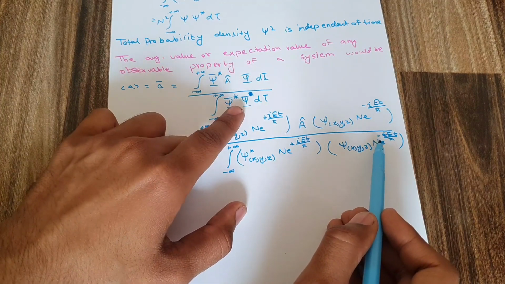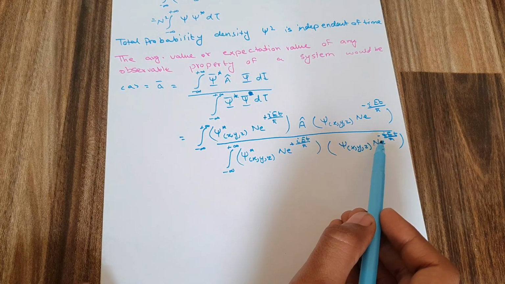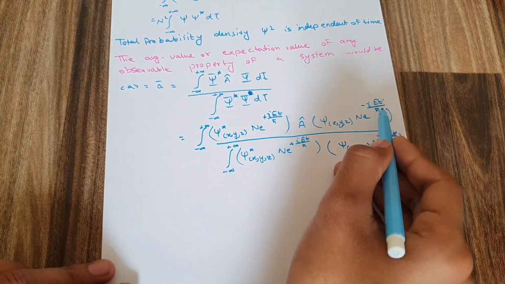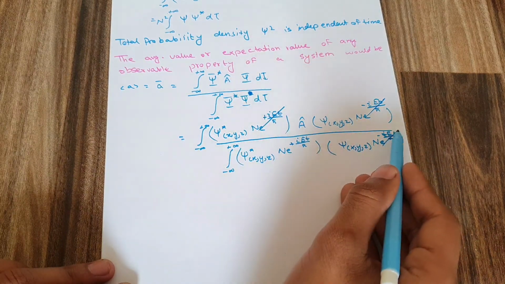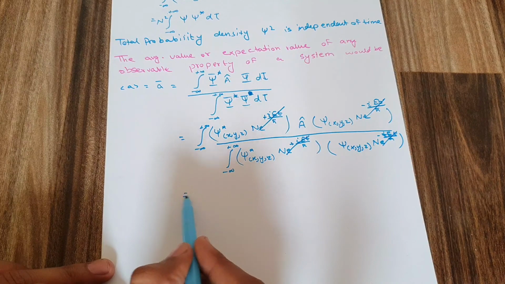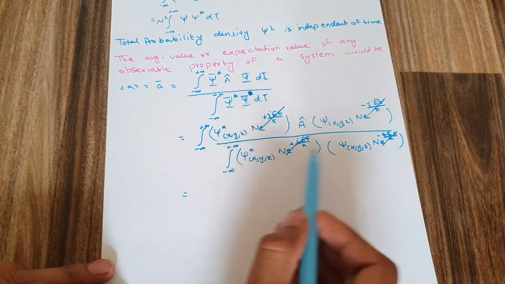As this was a simple psi, I have taken the minus iota here. The next thing I am going to do is, as you can see, this part will cut down with this part, and this part will cut down with this part. So what I am left with is n multiplied by n square and n multiplied by n square.